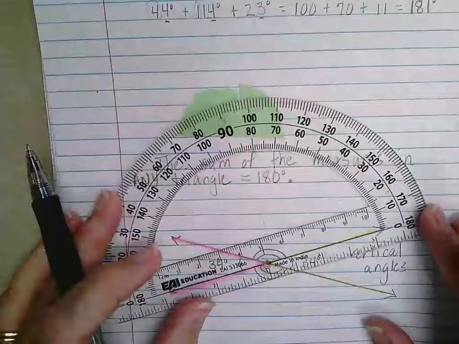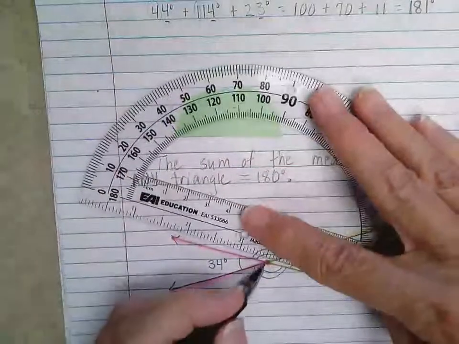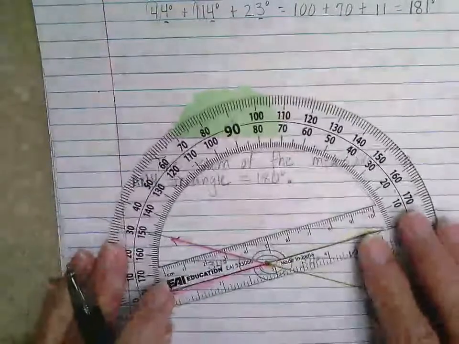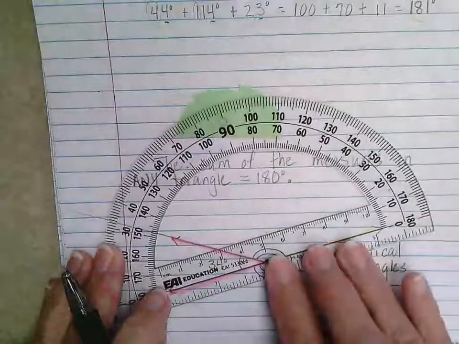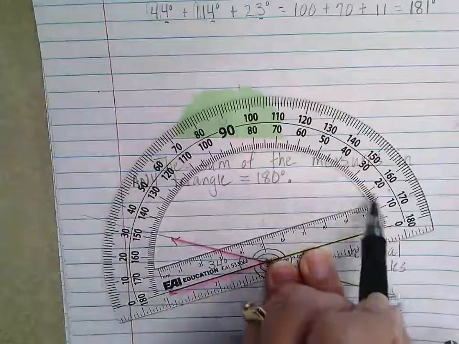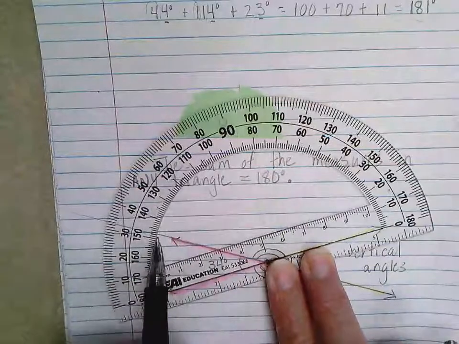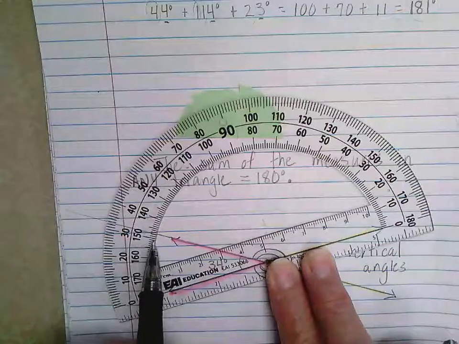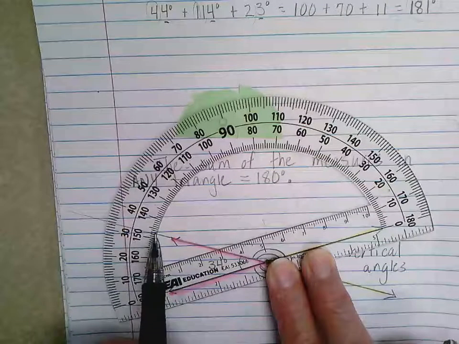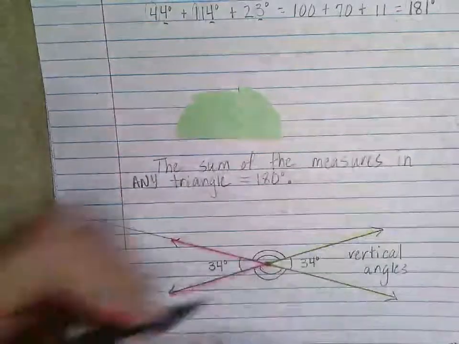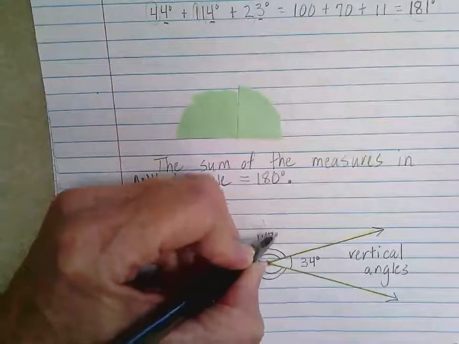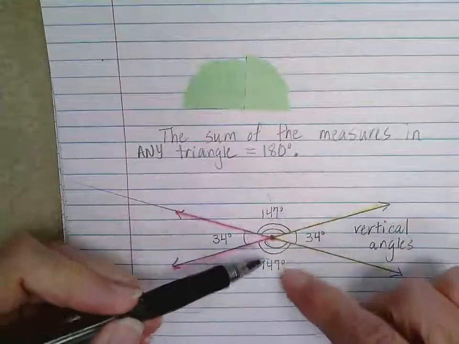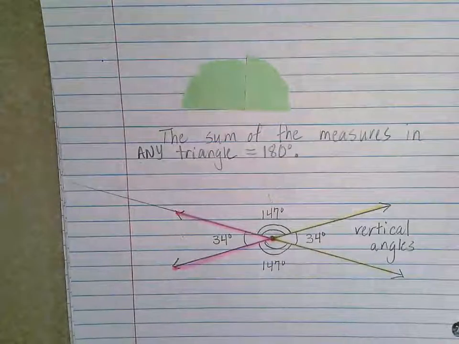So when I measure this angle, and I'm going to extend this line so I can get a little bit more accurate measurement, I am going to follow the zero around on the inside, and I can see that this angle measure is approximately, it's between 140 and 150, so 147 approximately. So if I know that this one is 147, then this one is 147.